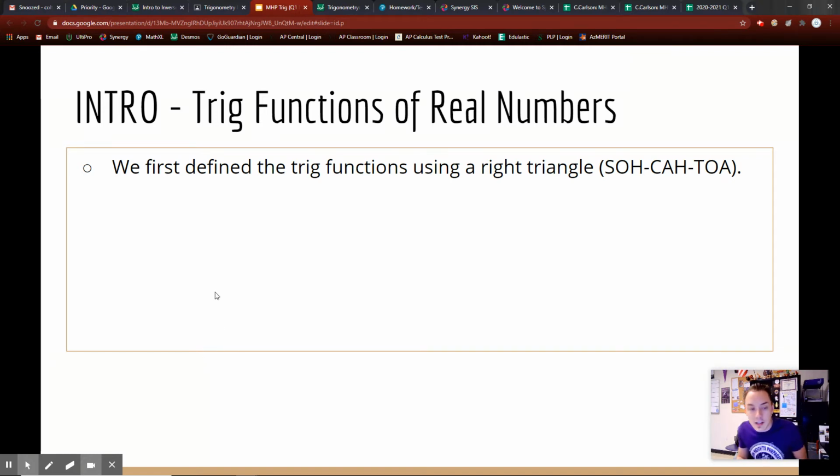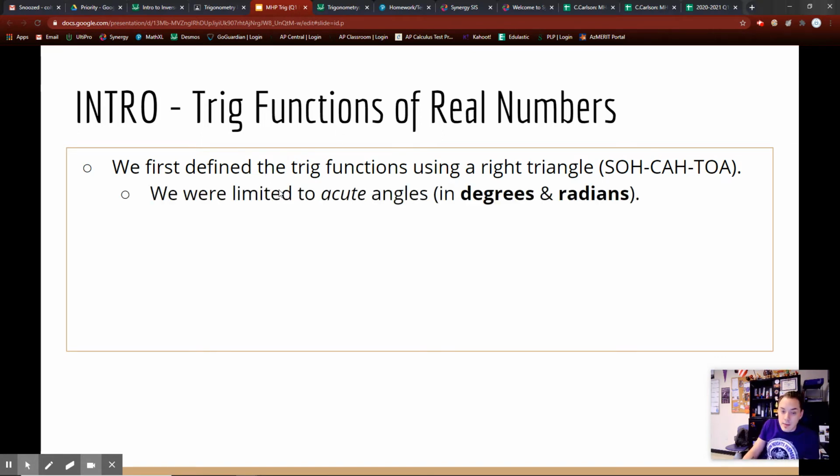So the first thing that we did about 2 weeks ago, we first defined trig functions using a right triangle. You did this in geometry. But we were limited to what we call acute angles. Now, in geometry, you use just degrees, and in trigonometry, we use radians, right? So we are limited to just acute angles.